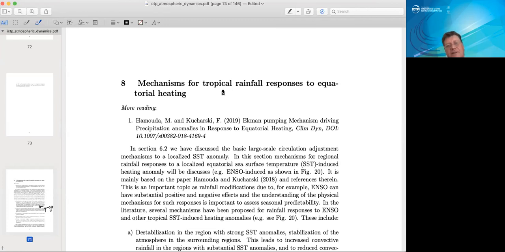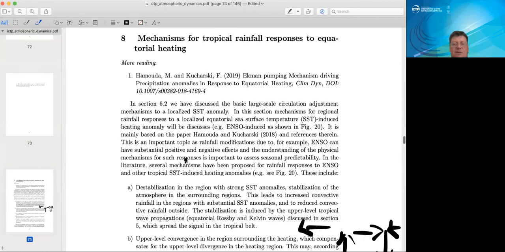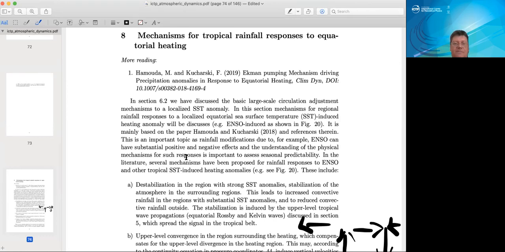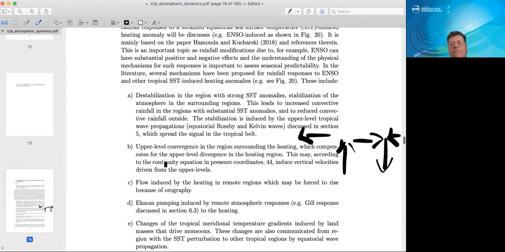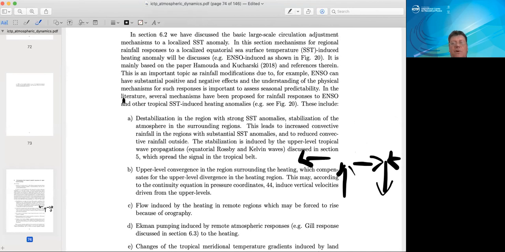So the lecture today is taken from a study that we did not a long time ago. It wasn't a very new study, but we just revisited some of the mechanisms that have been proposed already, in a very, very simplified setting, to better understand what can go on as an adjustment to a localized heating anomaly. What can be the mechanisms for the remote adjustments? I've listed here as A to E mechanisms that have been proposed for remote adjustments.